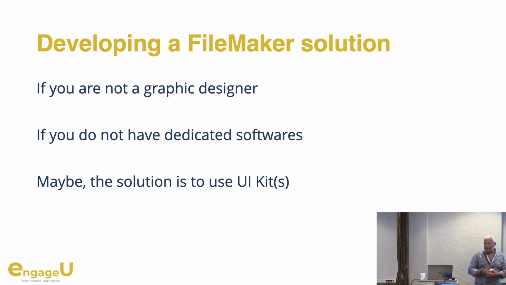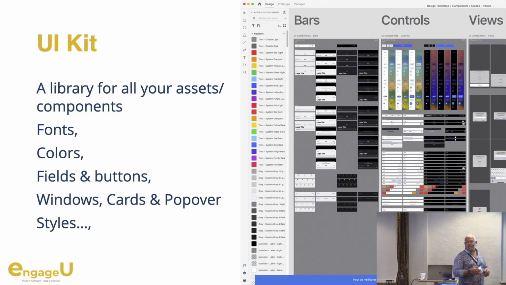Most of us are not graphic designers. So if you are not a graphic designer, if you don't have dedicated software, maybe there are other solutions. And I will present the use of UI kits in your workflow today. This is what we call a UI kit. It's a library of assets. You have fonts, you have colors, you could have fields, buttons, windows, styles, and I will explain how to connect these kinds of tools with our habits in FileMaker, with our themes and styles.